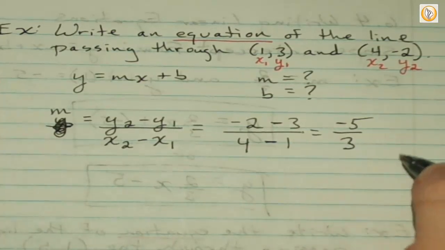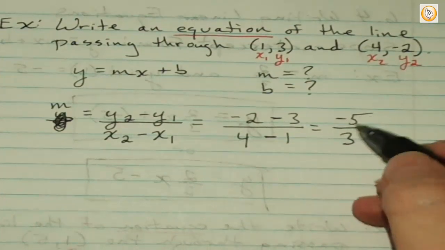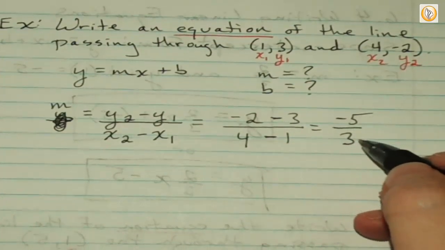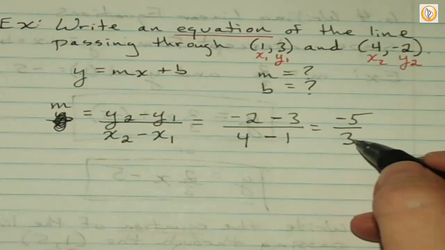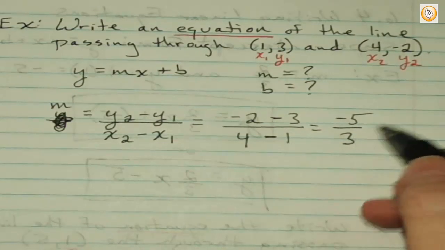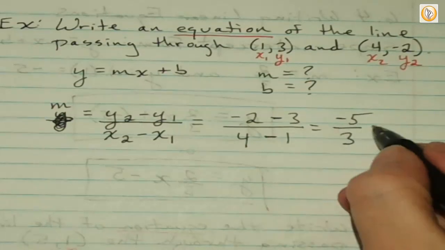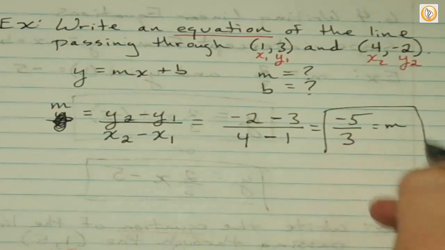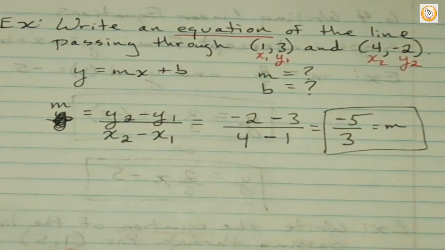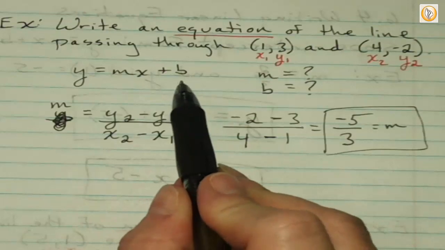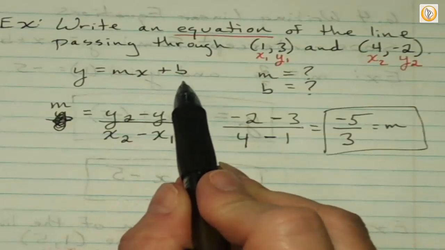Okay, so do I need to put this in like a mixed number? You don't need to, because it is the slope. It can stay as rise over run. Okay, is that our answer? No, but that's our slope. So now we're getting close. All we need now is our y-intercept.